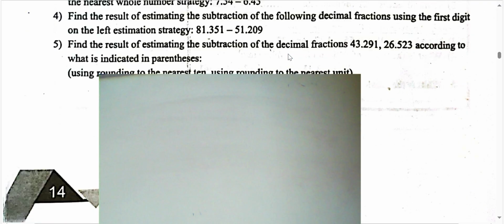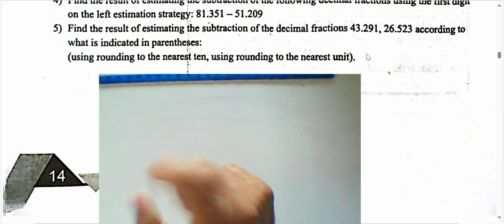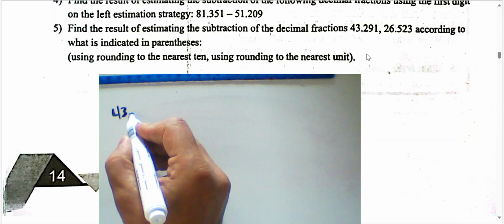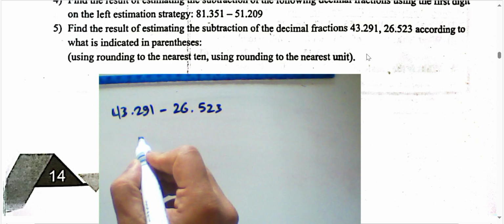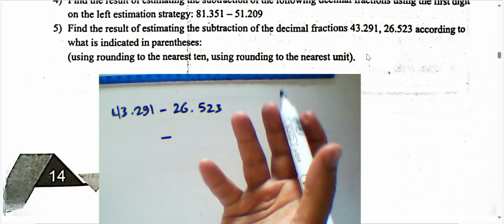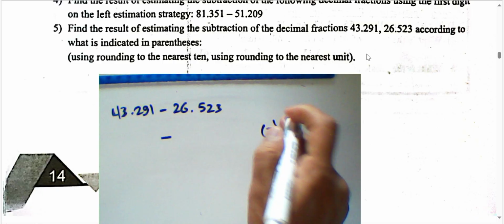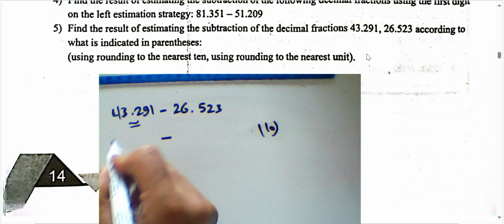Next question. Number 5. Find the result of the subtraction of the decimal fraction according to what is indicated in parentheses. Using rounding to the nearest 10, and using rounding to the nearest unit. First, the strategy of approximating to the nearest 10. Look here. We have 43 and 291 subtracted by 26 and 523. We can find the difference between the two numbers by approximating to the nearest 10.